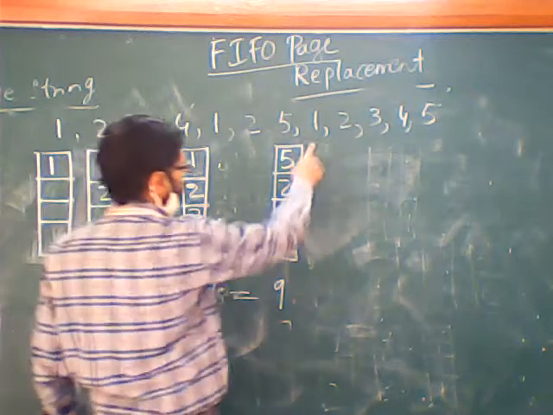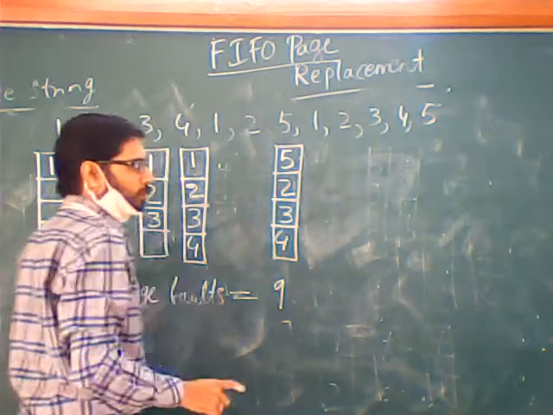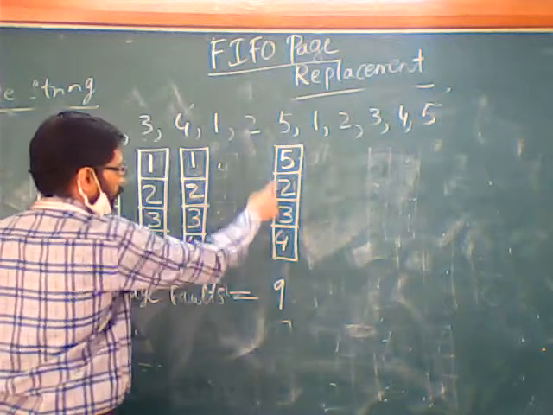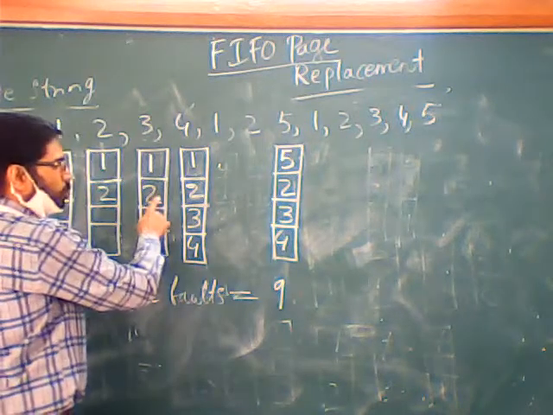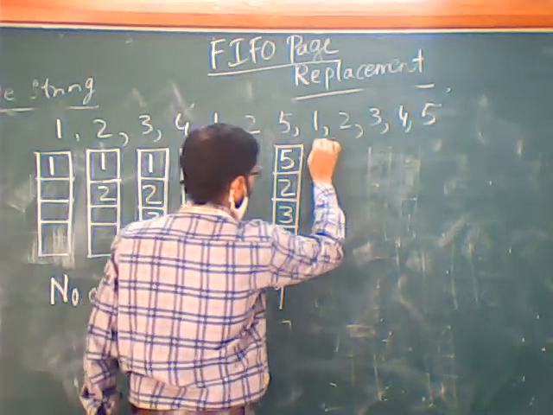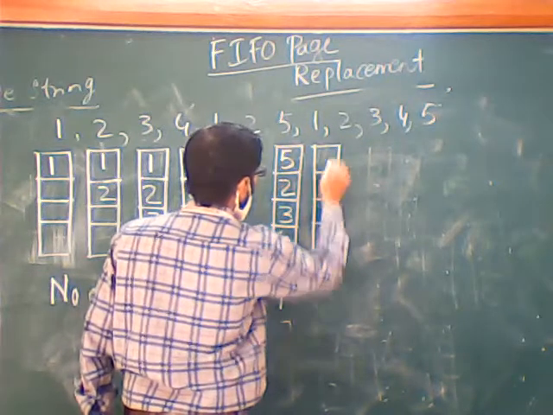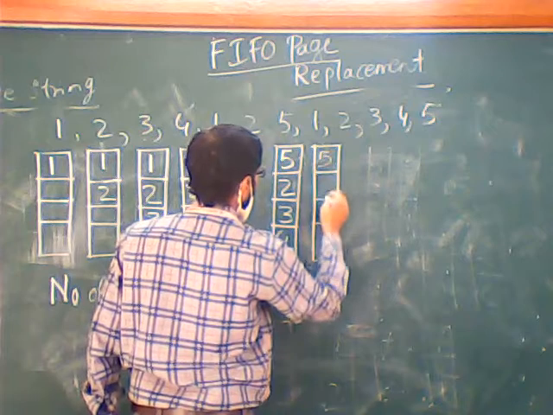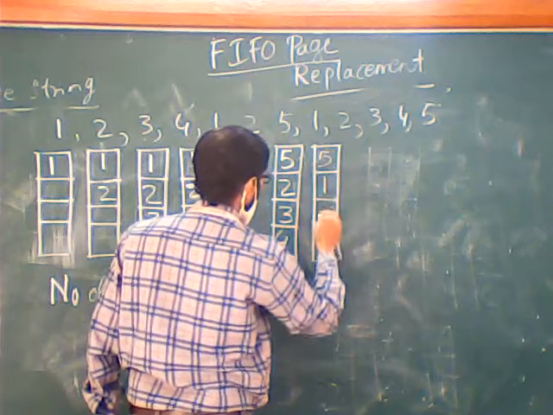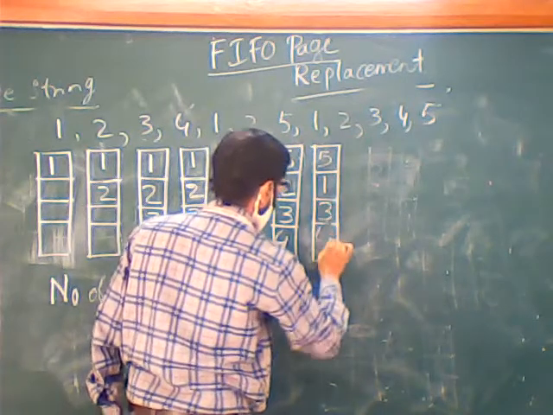Next we are checking for 1. Is 1 present? No. First in, first out. Out of 5, 2, 3, 4, which is at first? 2. So we will replace 2. So this will be 5, then 1, then 3, then 4.